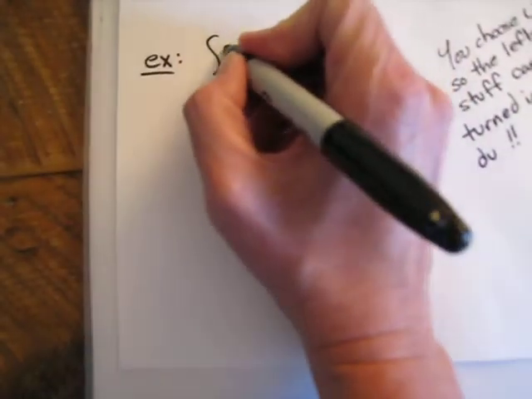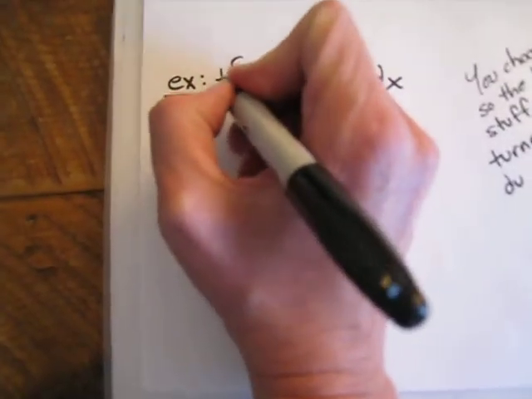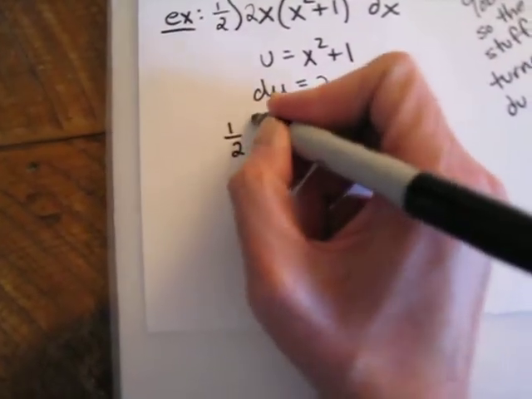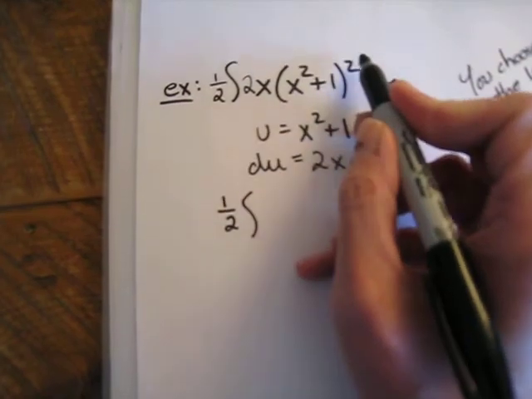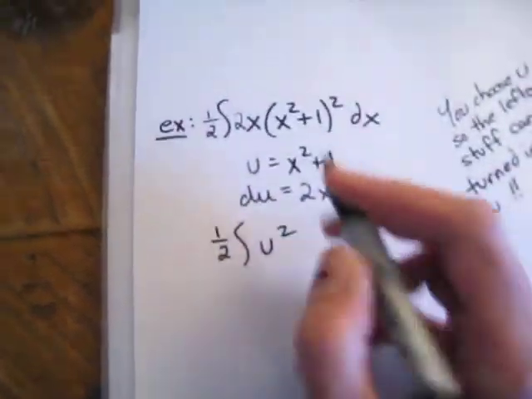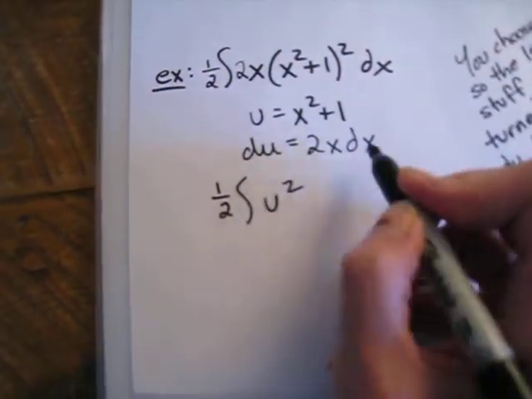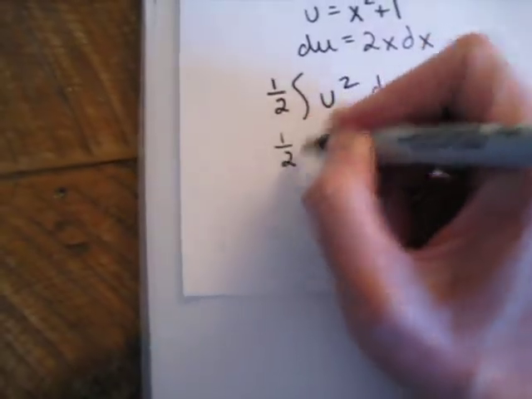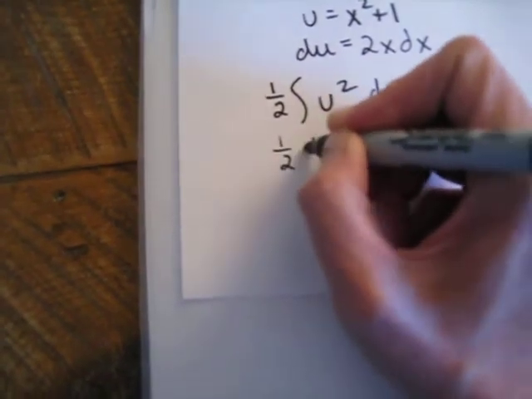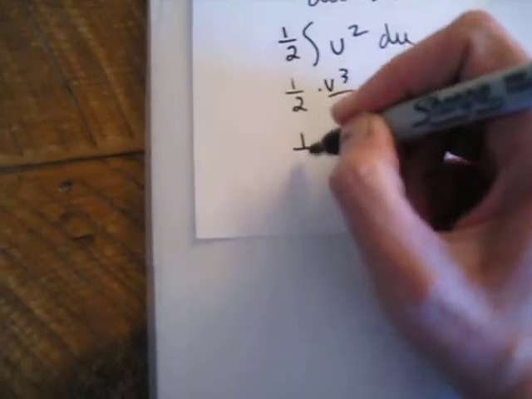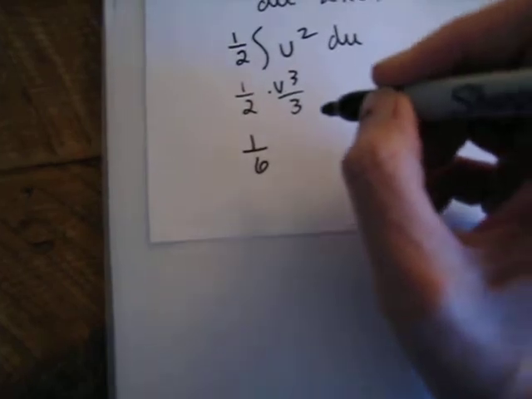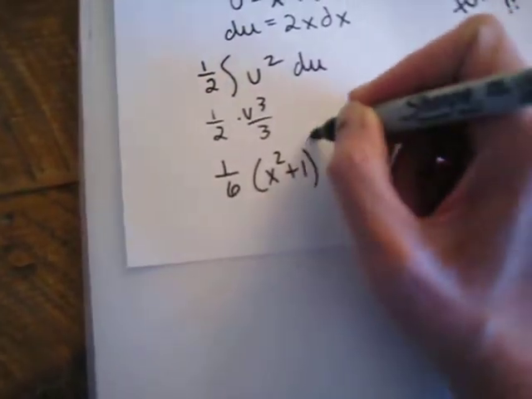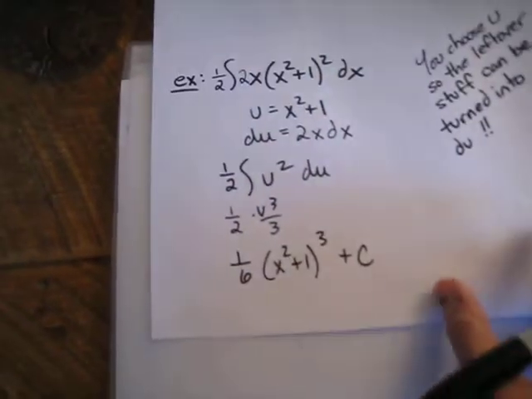All I have to insert is a 2 and a 1/2 out front, and that's completely okay. So I keep my 1/2 out front. I've got u squared, and the 2x dx becomes du. Now I go ahead and do power rule, 1/2 u cubed over 3. I multiply my fractions, so I have 1/6 u to the third. Again, u is x squared plus 1, so (x squared plus 1) to the third plus c.